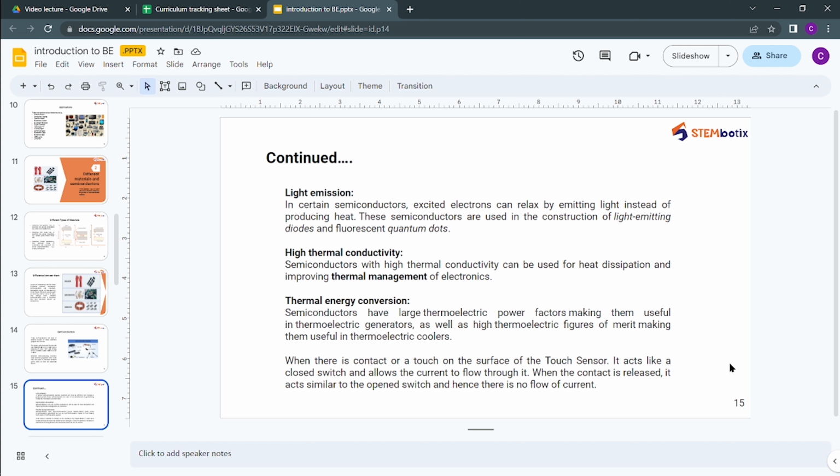Then, high thermal conductivity materials. These are thermal materials which are used to make electronic devices used in thermal management. Then, thermal energy conversion. Semiconductors have a large thermoelectric power factor, making them useful in thermoelectric generators. These are the materials used to make thermoelectric generators, as well as, with high thermoelectric figures of merit, thermoelectric coolers. So these are the devices used in thermoelectric generators and thermoelectric coolers.